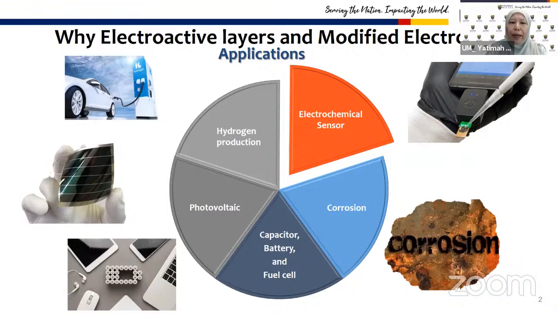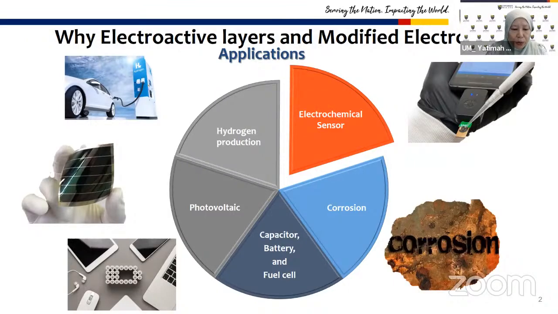But other than that, there are a lot of applications where we can use modified electrodes, especially hydrogen production, for example. This method very much uses electrochemical methods. They use electrolysis to produce hydrogen and oxygen, and they need a membrane in between to allow the hydrogen and oxygen to be separated and collected.